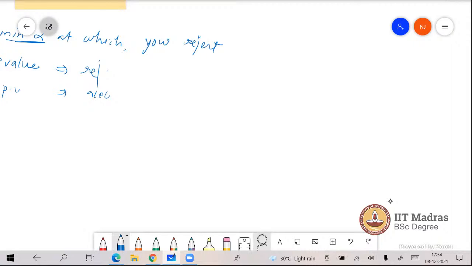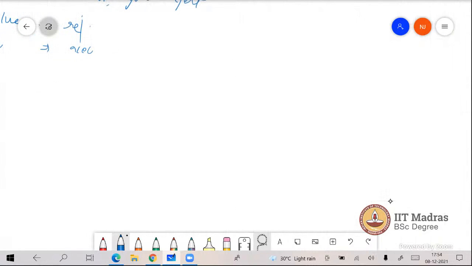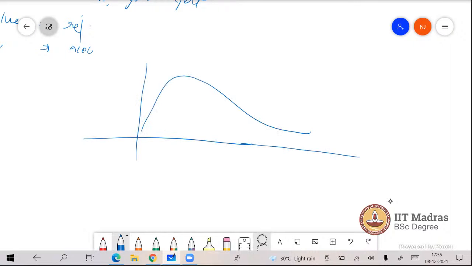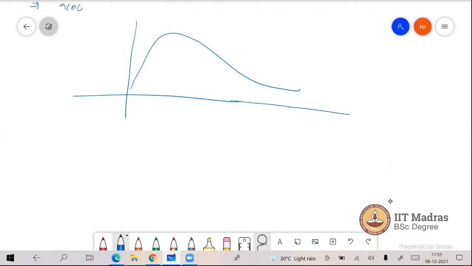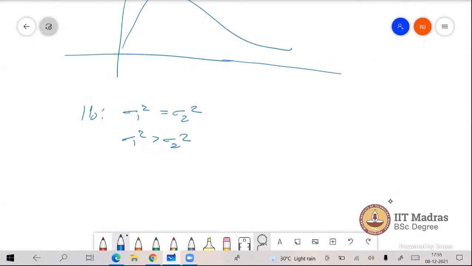So your question was, when to use the chi-square test or the F test? Just the F test. Yeah, F test. So your hypothesis is sigma 1 square is equal to sigma 2 square, and the alternative is sigma 1 square is greater than sigma 2 square. We will come to the next part later. Just think about this. This is your alternative.